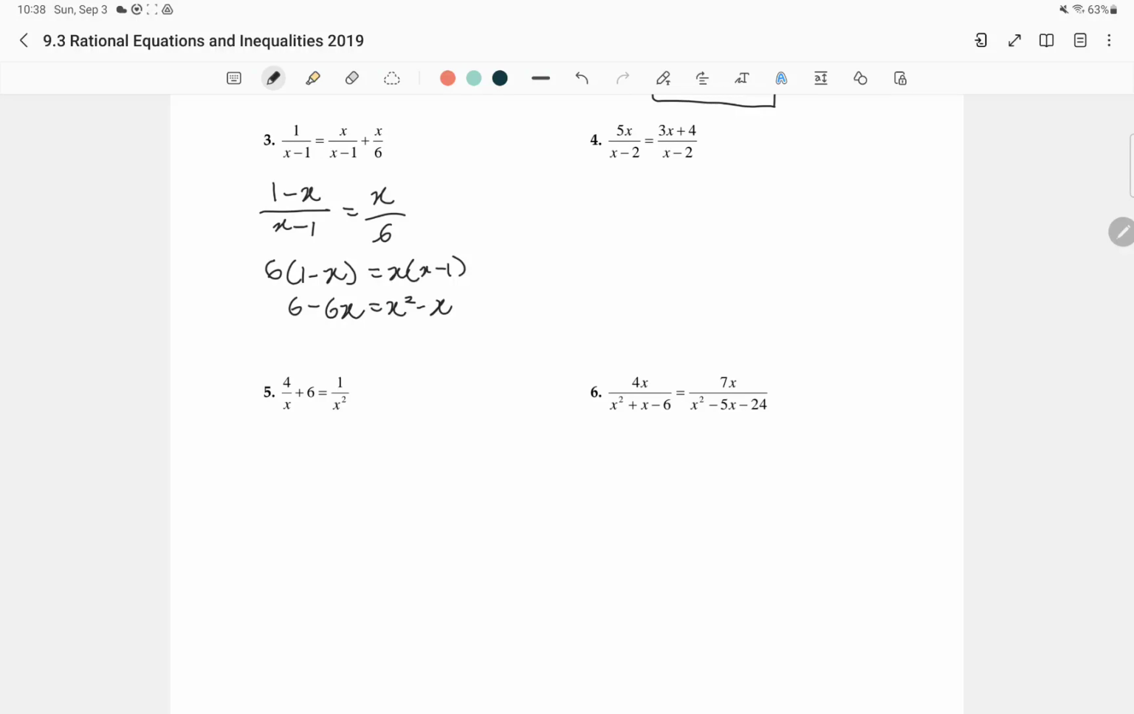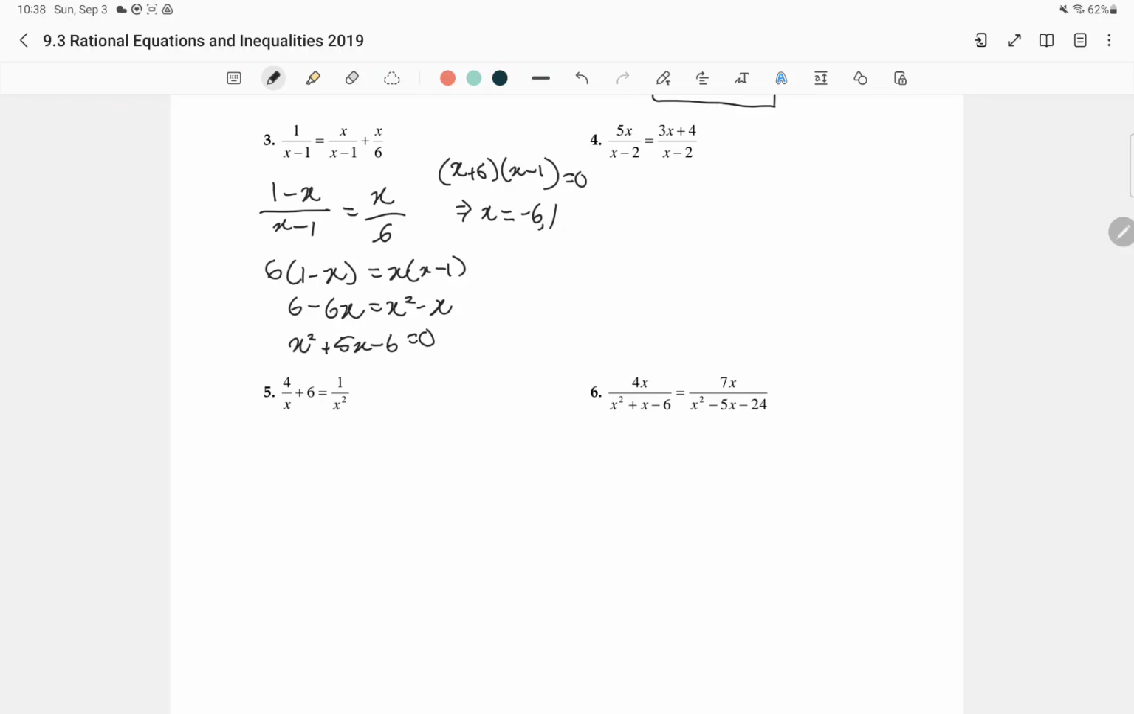Once again, this does look like a nice easy quadratic. So if we just move some things around, we have x squared plus 5x minus 6 equals 0, which is going to give us x plus 6. And then x minus 1 equals 0, don't forget that, and this is going to give us x is equal to negative 6 and 1.